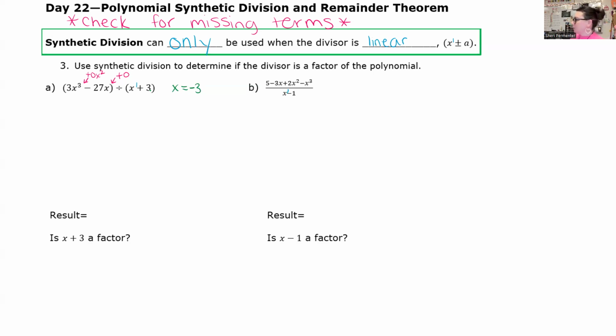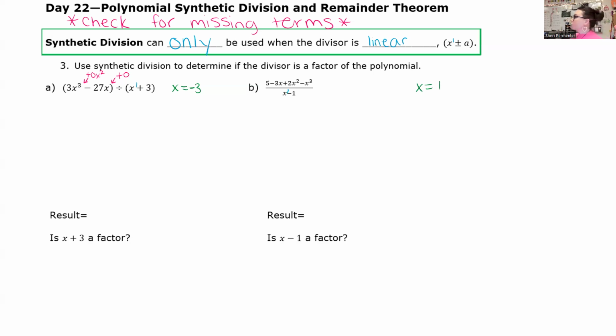Once I've done that, and it's pretty easy. So let's practice here. If this is x minus 1, then what would x equal? +1. So off to the side, I'm going to say x is equal to 1. So you have to first change the sign of what you're dividing by. And then that number is going to go out, and it's set up kind of funny.